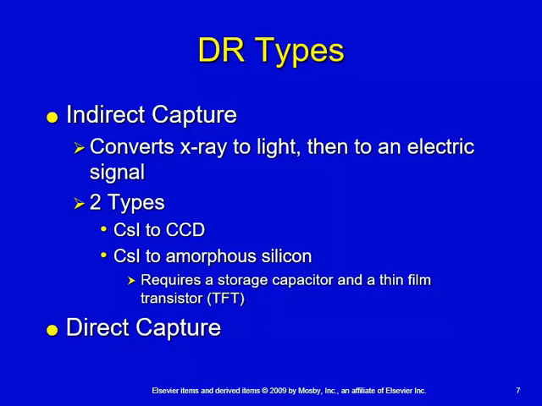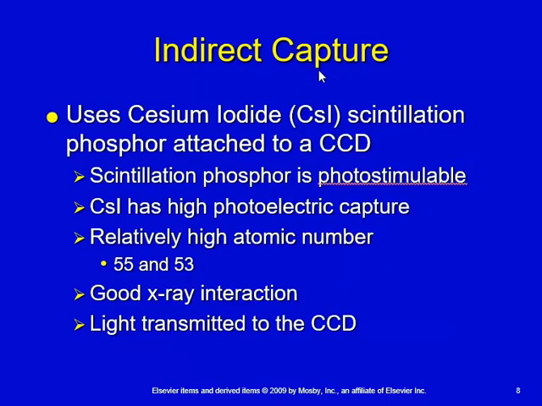So we had cesium iodide to charge coupled device. We have cesium iodide to amorphous silicone, and the amorphous silicone requires a storage capacitor and a thin film transistor. And then we have direct capture, which is most like a solar panel. So the indirect capture of the cesium iodide to a CCD, that's a charge coupled device.